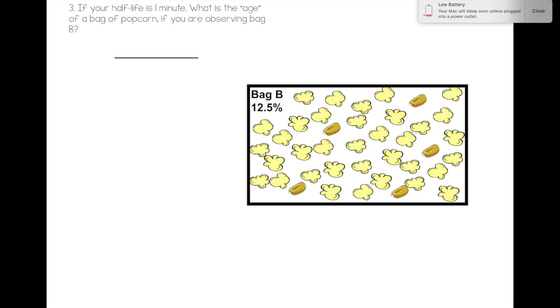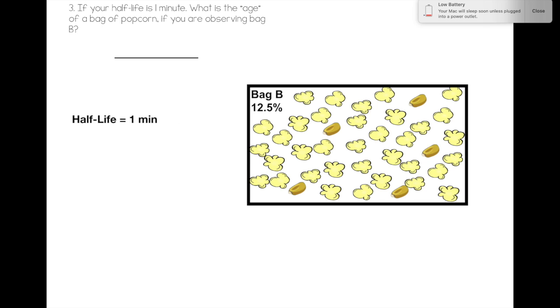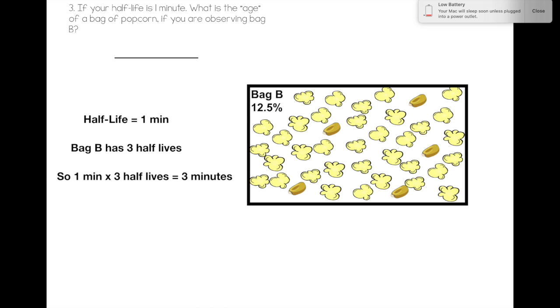Okay, so we have popcorn B. Popcorn B is at 12.5%. Recall from our chart that B has 3 half-lives passed. In the example, it's telling us that half-life is 1 minute, but we have 3 of those that finished. So essentially, we will do 1 times 3, which would get us our answer, 3 minutes have passed for your answer for number 3.